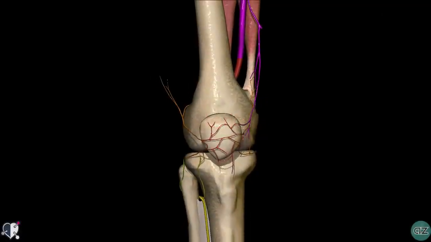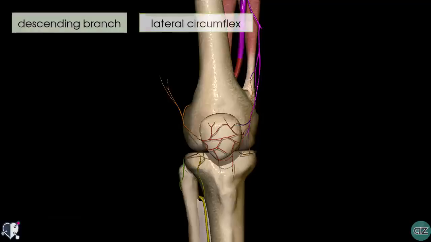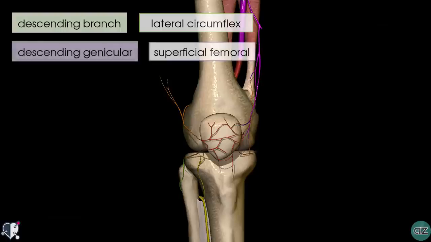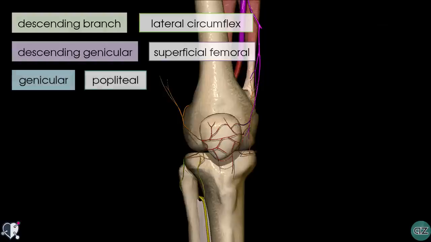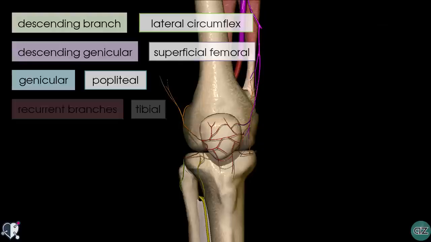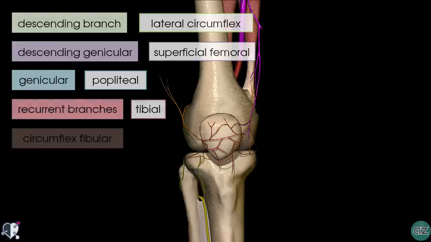The arteries which supply the knee are derived from branches of the femoral and popliteal arteries. You've got the descending branch of the lateral circumflex artery, the descending genicular branch of the superficial femoral artery, genicular arteries derived from the popliteal artery, recurrent branches from the tibial arteries, and you've also got the circumflex fibular branch. These arteries all contribute to this rich anastomotic network around the knee.